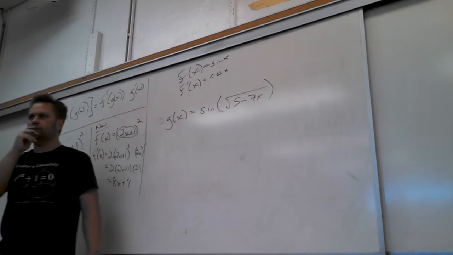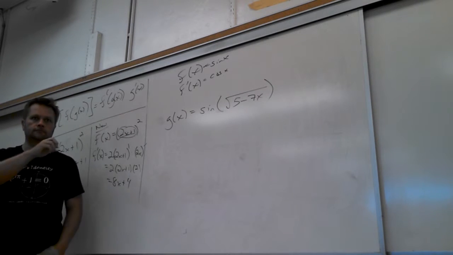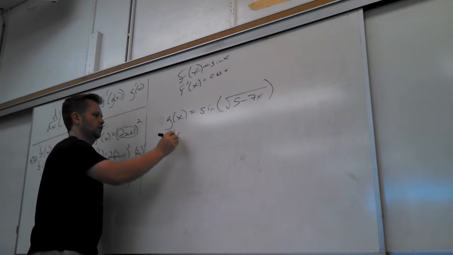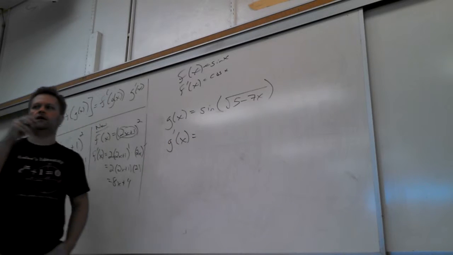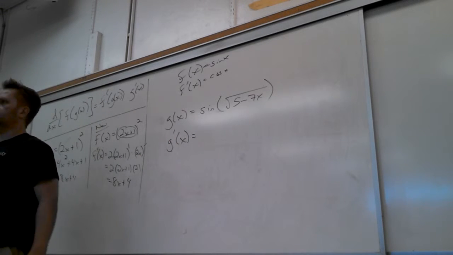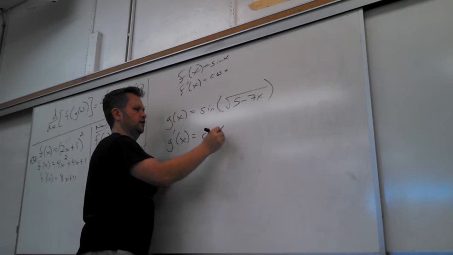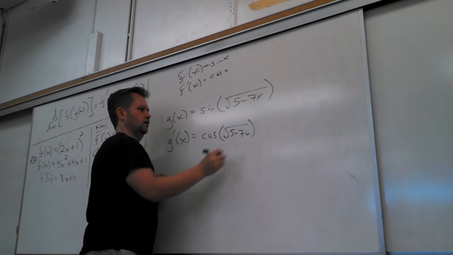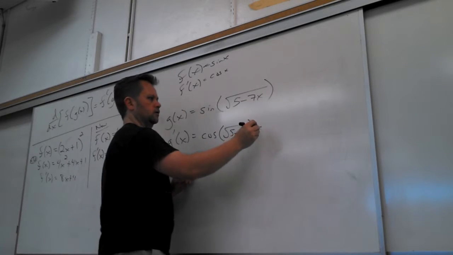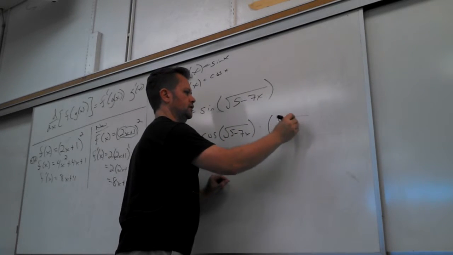And I need to take that guy's derivative. What do you do first? The derivative of the outside function. So the derivative of sine of something is cosine of that thing times the derivative of the inside.